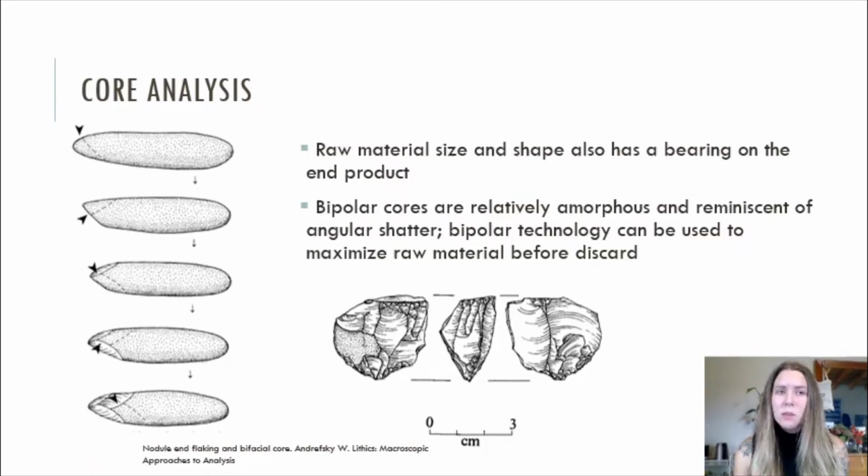That's a multidirectional core. You can see the flake scars are coming from varying different directions. There are also a couple of other things that you should consider when analyzing cores. One being that raw material also has an impact on the end product, largely varying by the size and shape of the objective piece. And bipolar cores are often hard to interpret as well because they are generally amorphous in shape and are reminiscent of angular shatter.